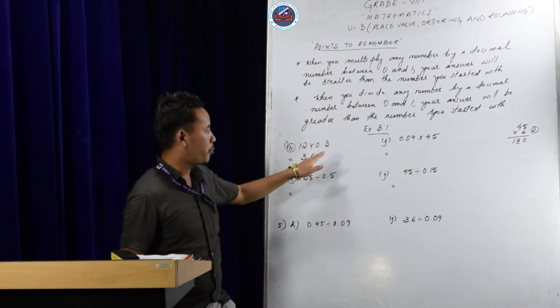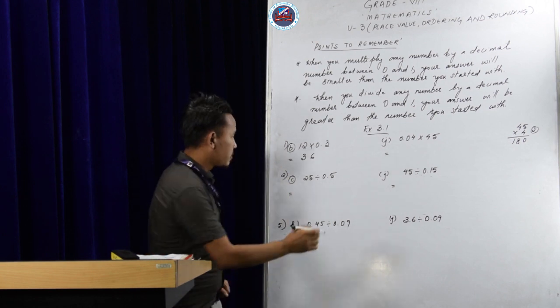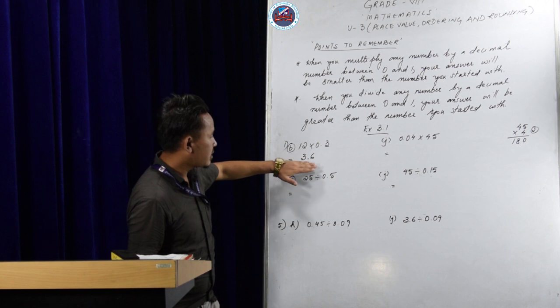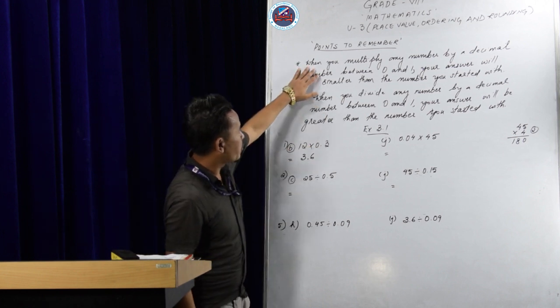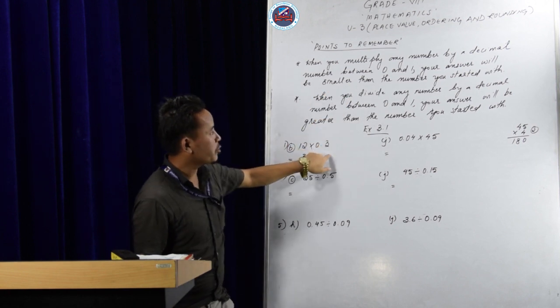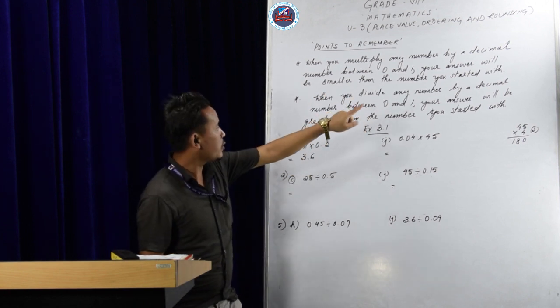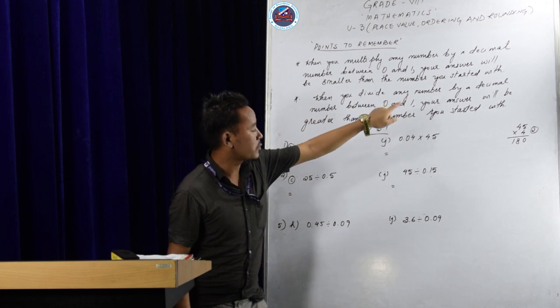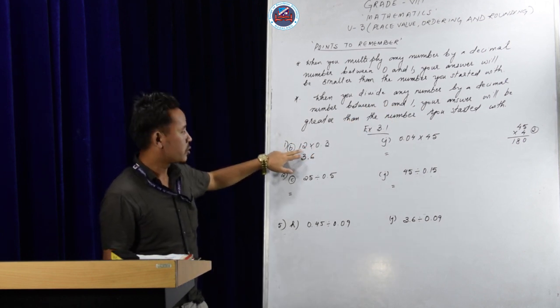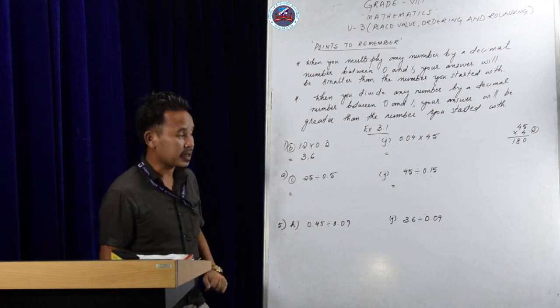We can see here the point is after one number, correct? Now let's take this and compare it with the point. It says when you multiply any number by a decimal number between 0 and 1, and 0.3 lies between 0 and 1, your answer will be smaller than the number you started with. Here we started with 12. The answer is definitely smaller than 12, which we got as 3.6.